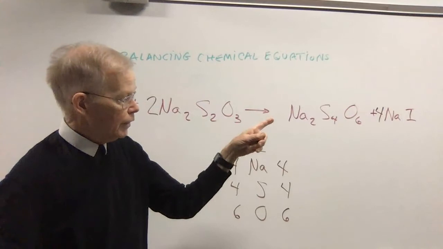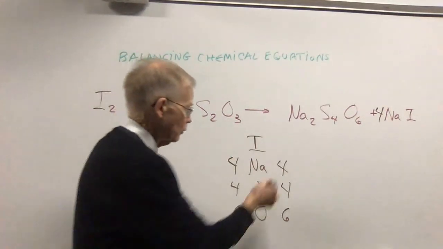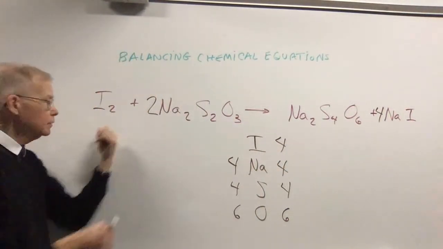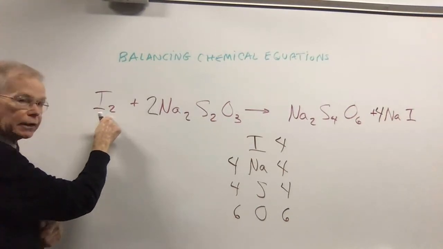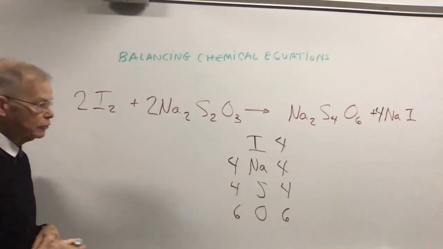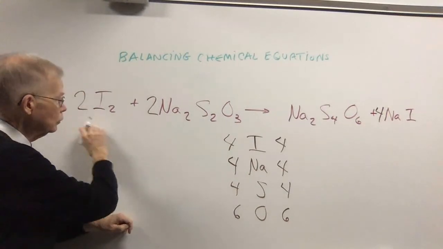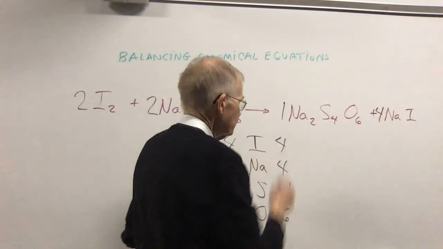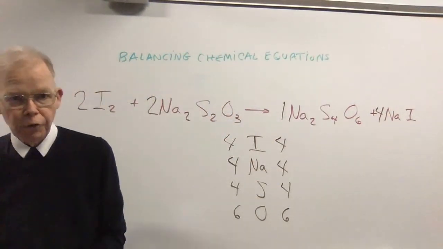But as soon as I did that, I made 4 iodines on the product side. So I'll put 4 with the iodine here. I come back over to the reactants. I've got a 2 with the I atom. How can I get 4 out of that? I can put a 2 in front of I2. That gives me a total of 4 iodines on each side. So 2, 2. I can put a 1 in front of this. That equals 1, 2, 1 and 4 as my set of coefficients.